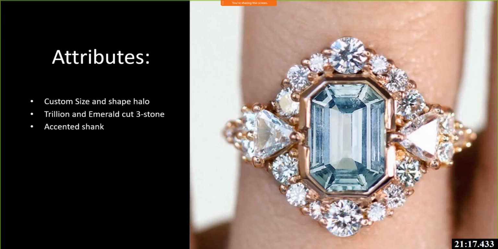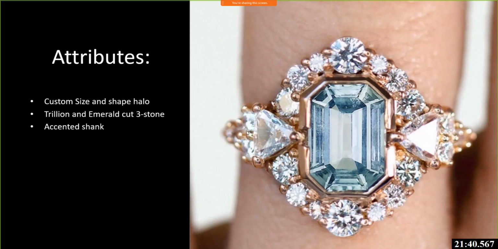We've also got these trillions on either side, and I'm calling this a trillion and emerald 3 stone because these trillions are significant enough, I think we could call this, but typically when you see trillions in a 3 stone, they're facing the other direction, right? So the long flat side is facing our center stone. So this is really an unusual configuration.